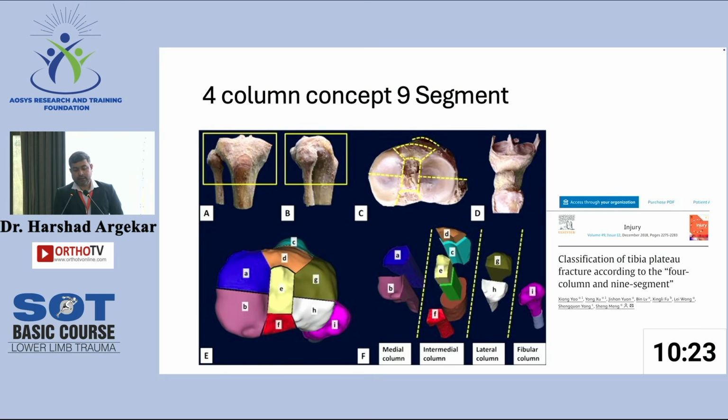Even then, we should know the Schatzker and then apply the three-column concept, and accordingly plan it. So in type 1 Schatzker, that is split, what kind of approach or what kind of fixation do you have to plan?